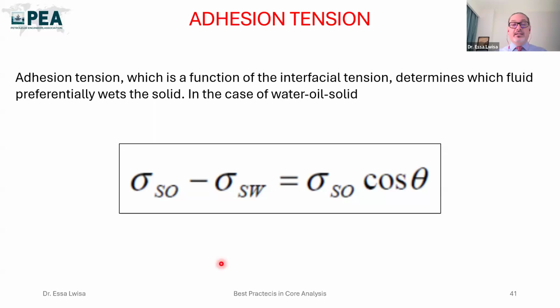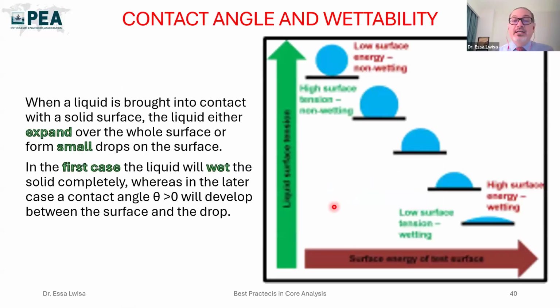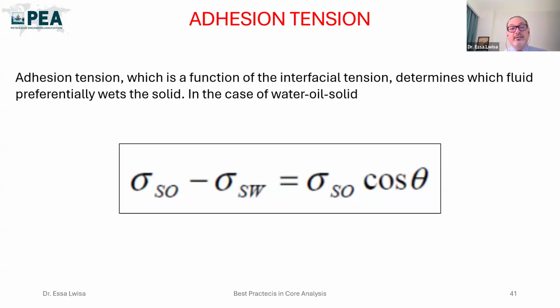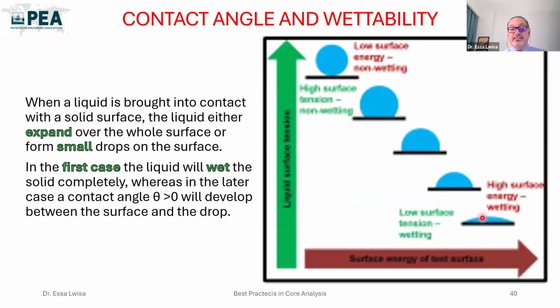So let's go back to this picture here. If this drop is water, as you can see, the contact angle is very small. So what will happen to the cosine? If the angle is small, cosine is small. So this part of the equation will also be small. Okay, so from that we can see that it is oil wet if this was a drop of water.